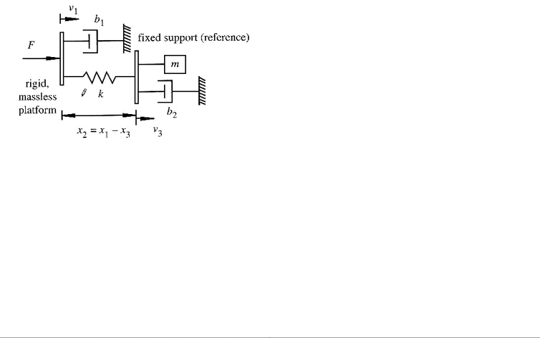Let us first consider the movement of the left platform associated with velocity v1. The force exerted by the damper to resist the movement of the platform is Fb1, whereas the force exerted by the spring is Fk. Hence, for the platform, we can write F minus Fb1 minus Fk is equal to 0.